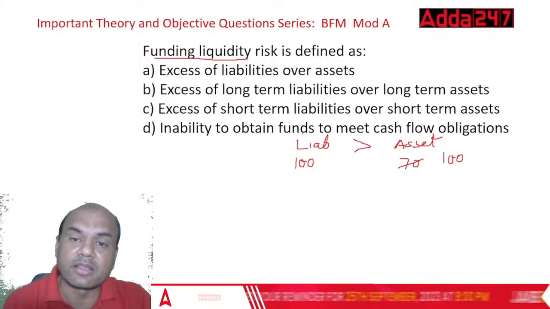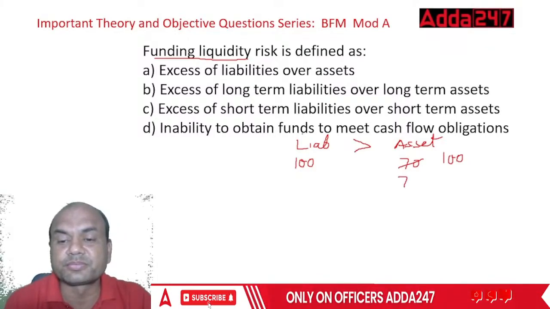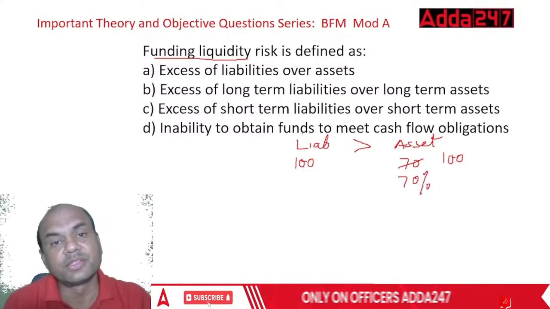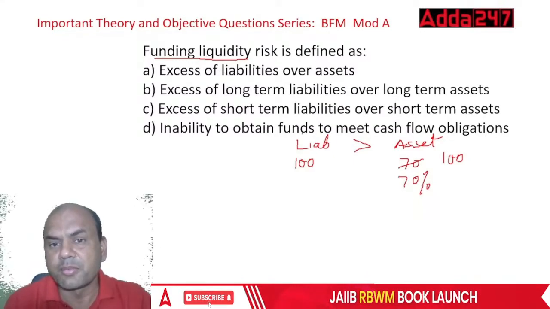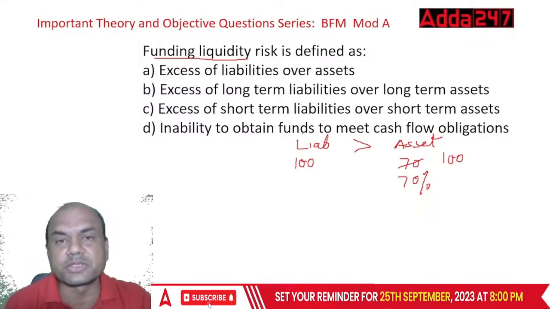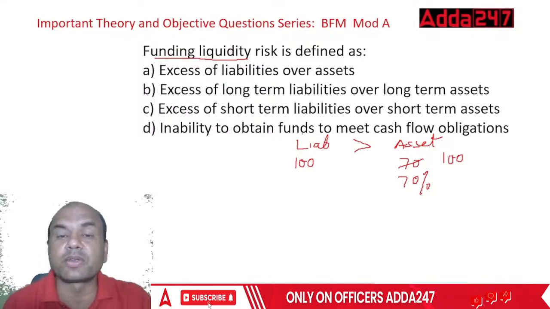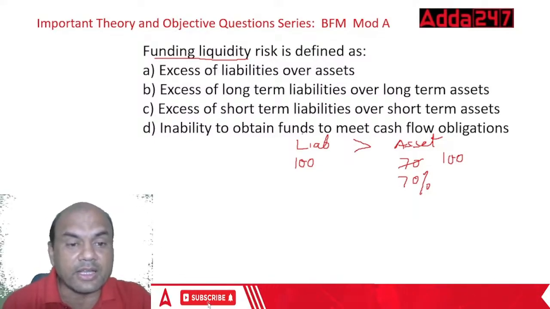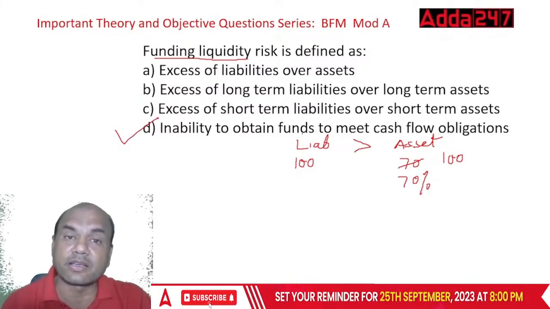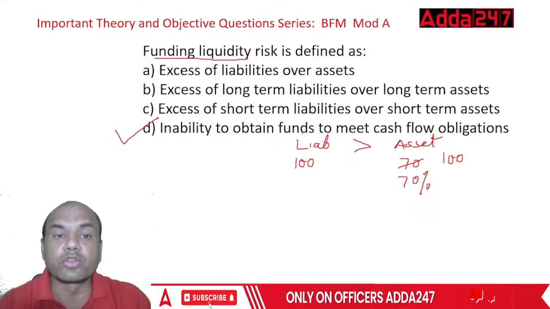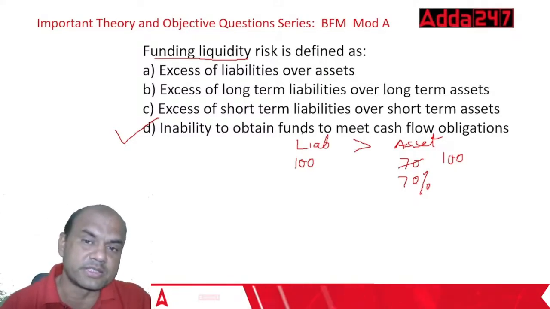RBI has given the term that your assets and liabilities should always be 70%. So this is right. Assets will always be lesser than your liabilities. Always. It means loans will always be lesser than your deposits. Of course, the ratio is matched so that the NII is not affected much. So the correct answer is this: inability to obtain funds to meet the cash flow obligations. That is the correct answer. Funding liquidity risk is defined as inability to obtain funds to meet the cash flow obligations.